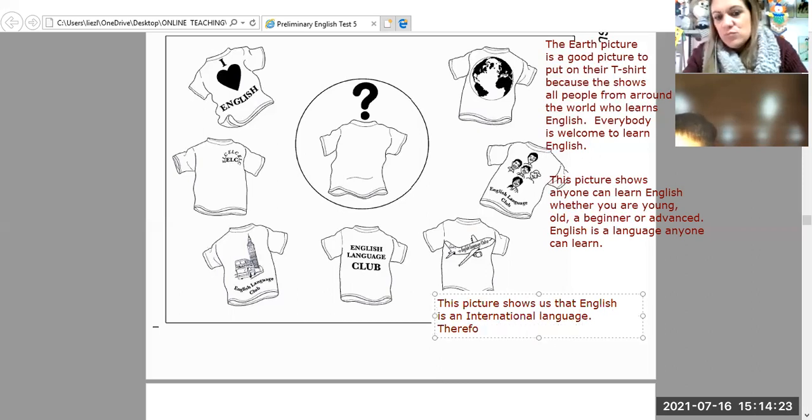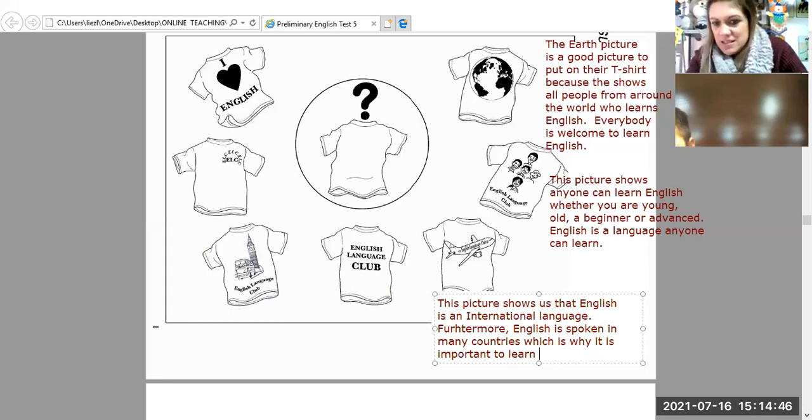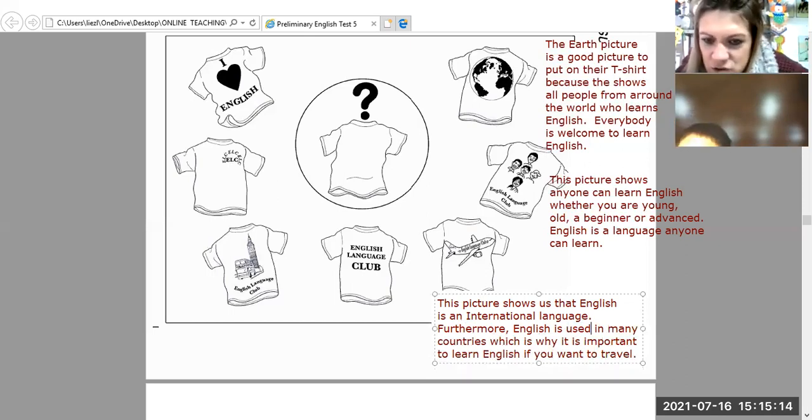Furthermore, English is spoken in many countries, which is why it is important to learn English if you want to travel. So you can use English to travel. The picture shows us that English is an international language. Furthermore, oopsie, spelling error. English is spoken in many countries. We can say English is used. English is used in many countries, which is why it is important to learn English if you want to travel. What about English Language Club?